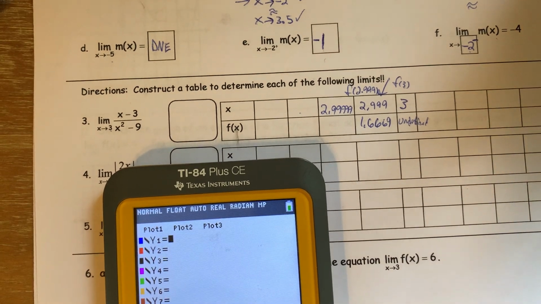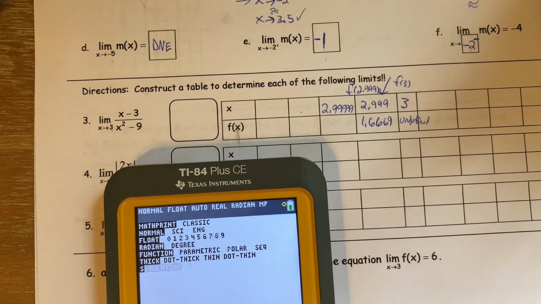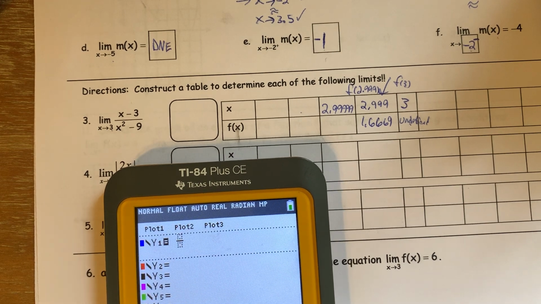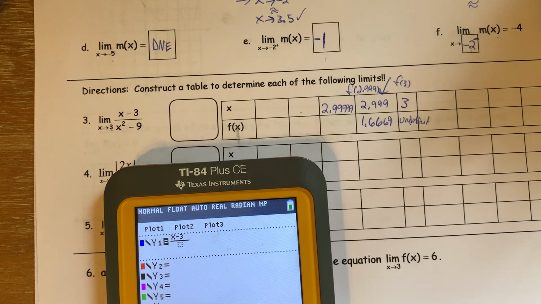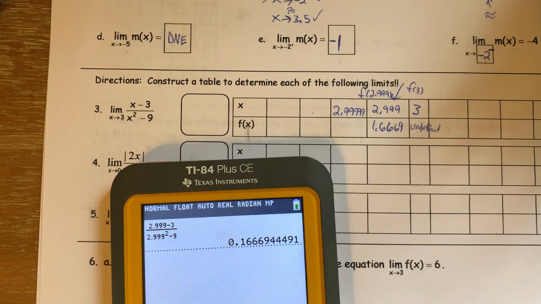I'll do y equals, let's see, let's put in this function, y equals x minus 3. Oops. Y equals x minus 3 over x squared minus 9. If you have any calculator questions, you should be asking. And then I'm going to use this variables button.